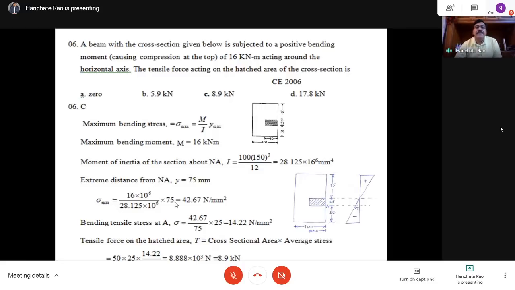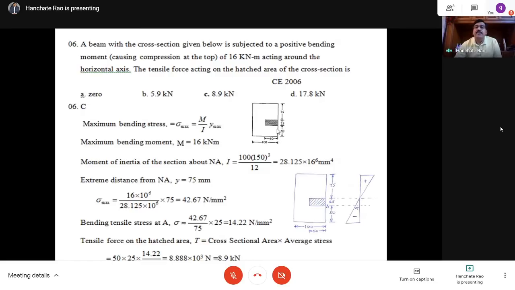So find out what is sigma max now: M by I into y max. M is 16 into 10 to the power of 6, because he has given kilonewton meters and I have converted to Newton mm, divided by moment of inertia 28.125 into 10 to the power of 6, into y max, which is 75. If you substitute this, sigma max is equal to 42.67. Where does the sigma max occur? The sigma max occurs at the top fiber.